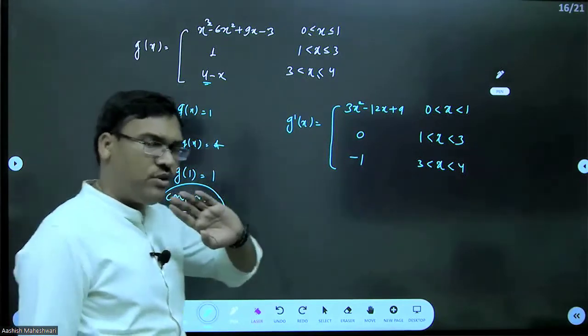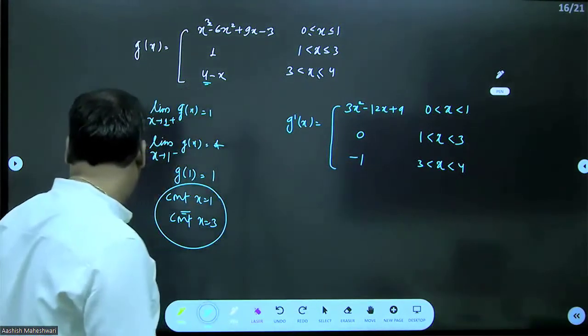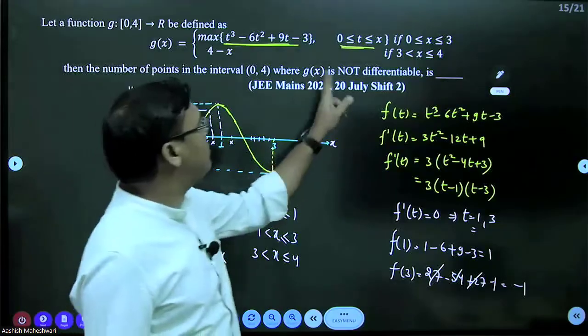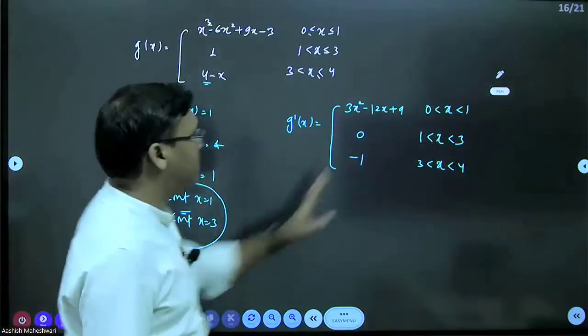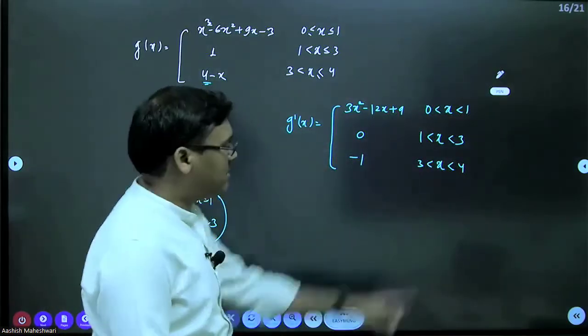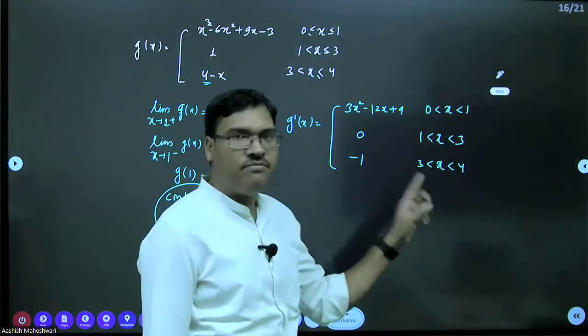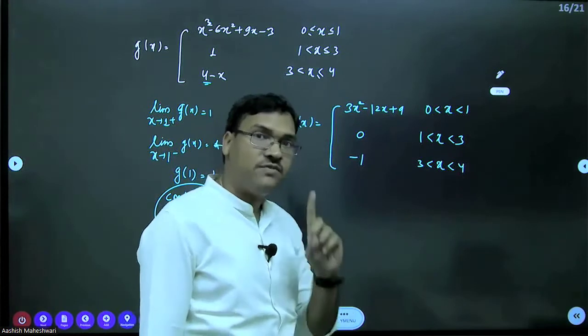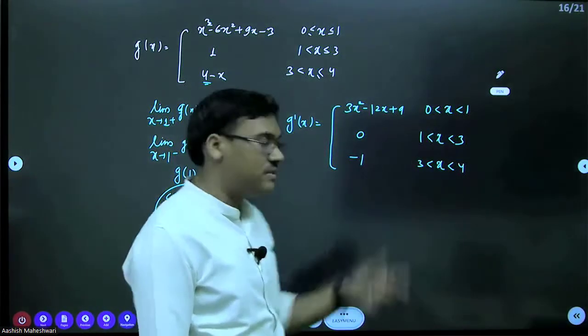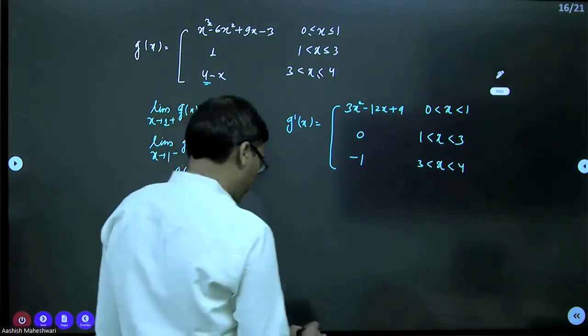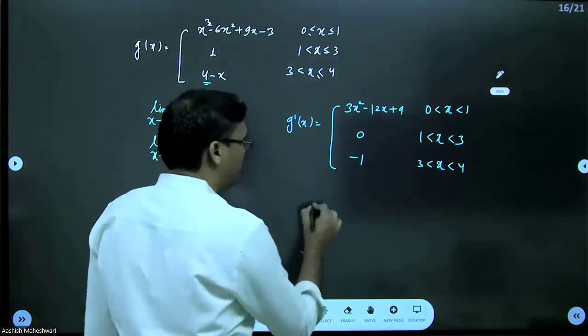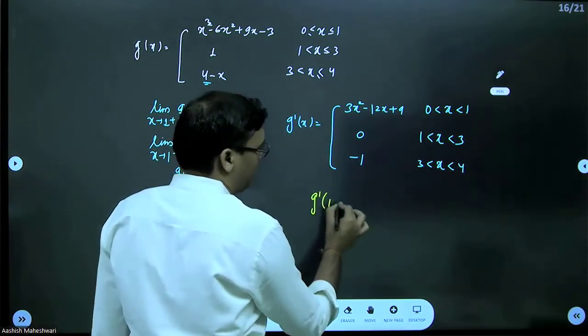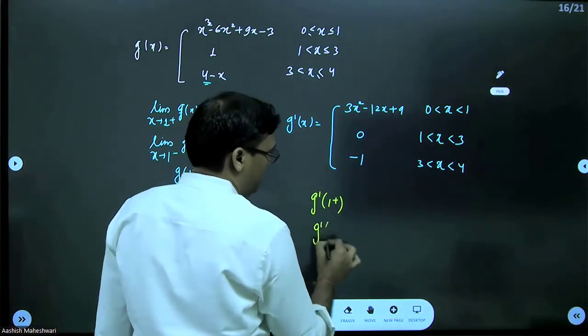We don't have to comment on 0 and 4. You can see this is the open interval 0 to 4, so we are not interested in the value at 0 and the value at 4. Now you can see I have not put an equal sign here. Why have I not put it? Because this is the derivative g dash x. Now we will see whether the function is differentiable at 1 or not. How will you check this? You just find what is g dash 1 plus, what is g dash 1 minus.